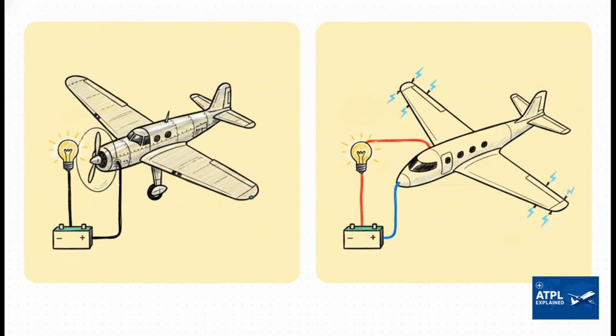Oh, and here's an interesting fact. Friction from air molecules builds up static charge during flight. That's exactly why we use static wicks on the trailing edges. They provide a controlled discharge into the atmosphere, which critically prevents severe radio interference from messing with your communications.